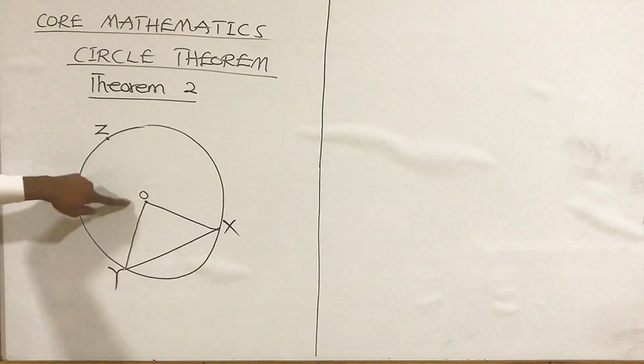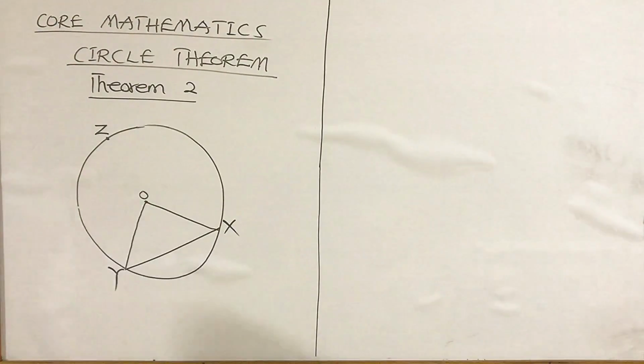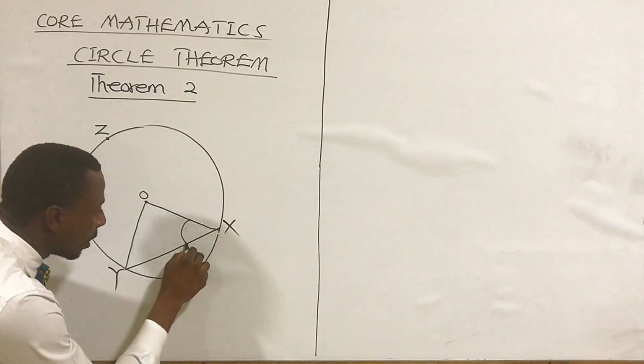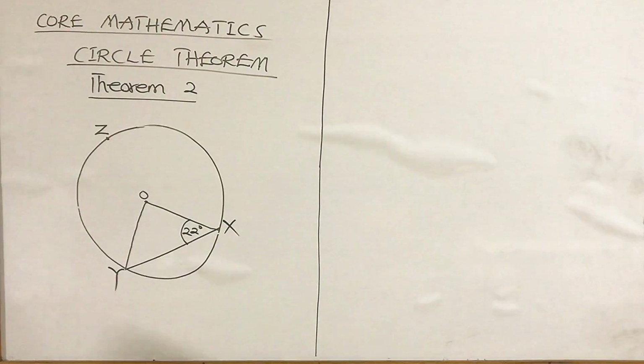So we could see that OY is a radius, OX is also a radius. We are moving on. Given that angle OXY is equal to 22 degrees. So we are talking about the angle here is equal to 22 degrees. Find angle XZY.